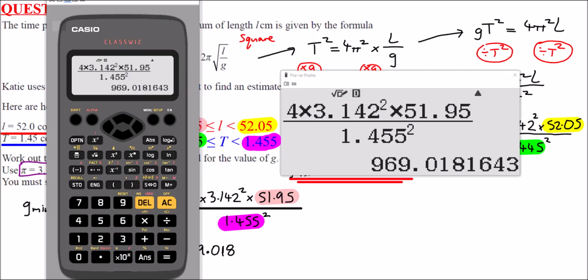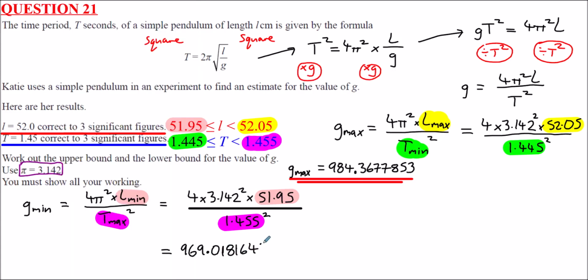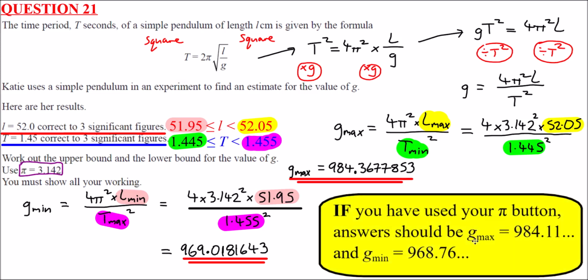And the rest of the digits, 0181643. So those are our two answers for the question. Gmax is 984 point so on and so on, and Gmin is 969.0181643. Now if you did use your calculator version of pi, you should have got these values instead. So Gmax, you should have got 984.11 and so on and so on, and Gmin, you should have got 968.76 and so on and so on.